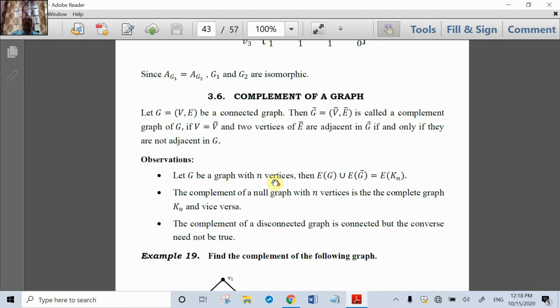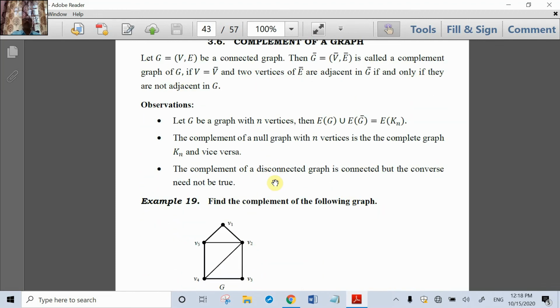Now, complement of a graph. Let G equal to (V, E) be a connected graph. Then G bar equal to (V bar, E bar) is called a complement of G if V equals V bar and two vertices of E bar are adjacent if and only if they are not adjacent in G. Now note that if G has order n vertices, then E of G union E of G bar equal to E of Kn.